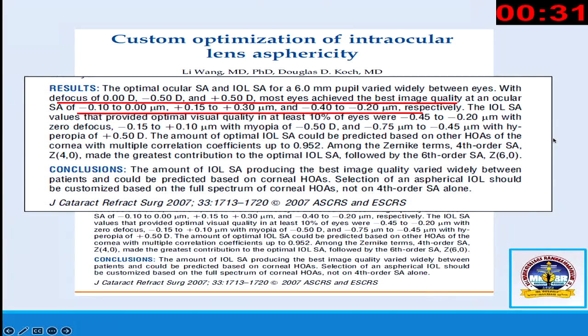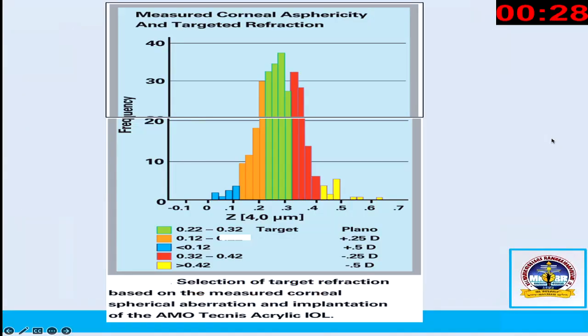So based on the corneal aberration, we can choose the IOL. If a cornea has positive corneal aberration to the tune of 0.32 or more than 0.4, one can choose a defocus of either plus 0.25 or minus, so that you get a good quality of vision.